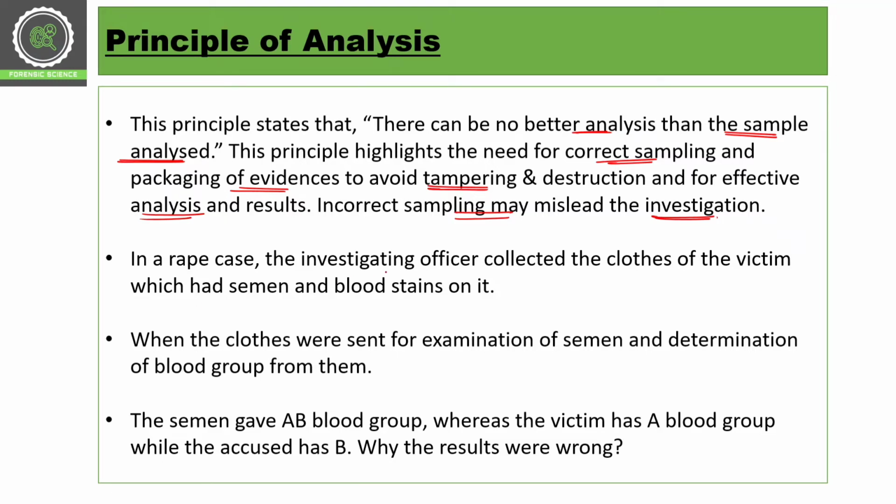For example, in a rape case, the investigating officer collects the clothes of the victim which had semen and blood stains on them. When the clothes were sent for examination of the semen and determination of blood group, the semen gave AB blood grouping, whereas the victim has A blood group while the accused has B. Okay, so it got mixed. That's why we are getting the wrong result.